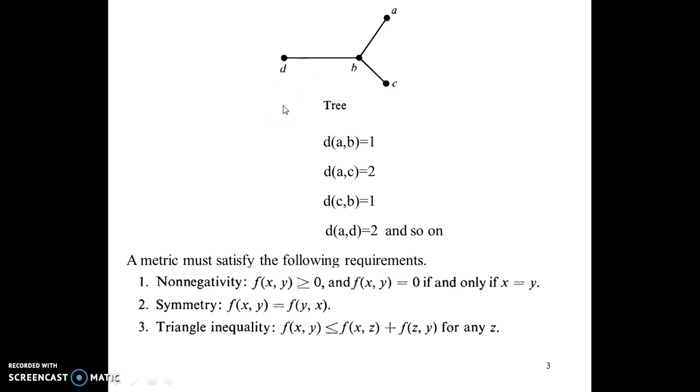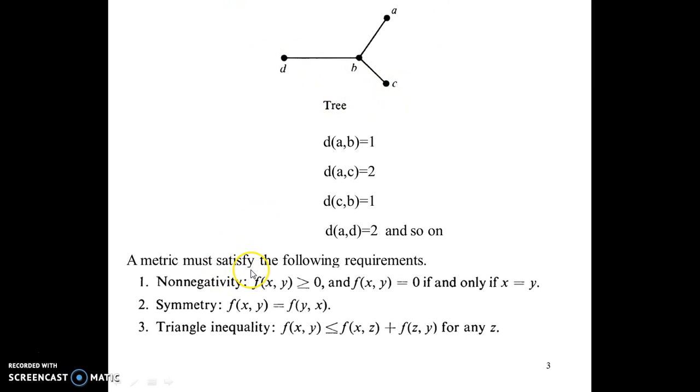Now, let us find the distances for this tree. The distance between A and B is 1. The distance between A and C is 2. The distance between C and B is 1. The distance between A and D is 2. And the distance between D and C is 2.